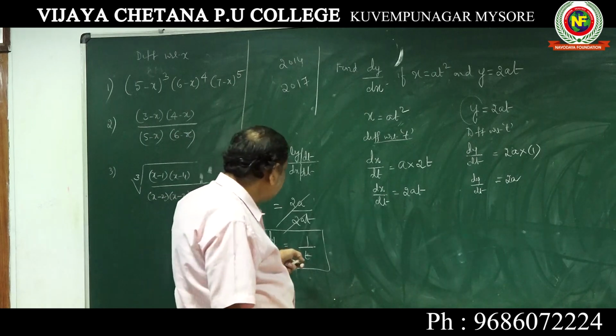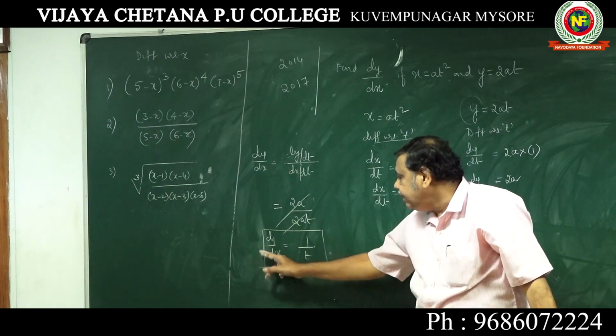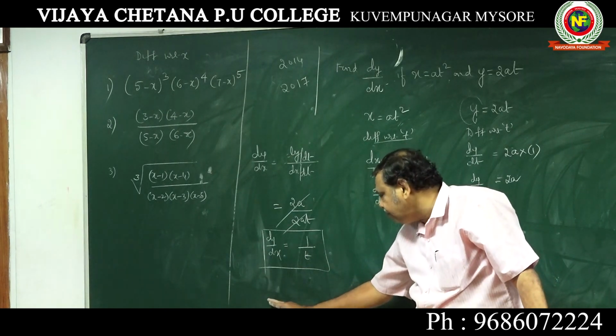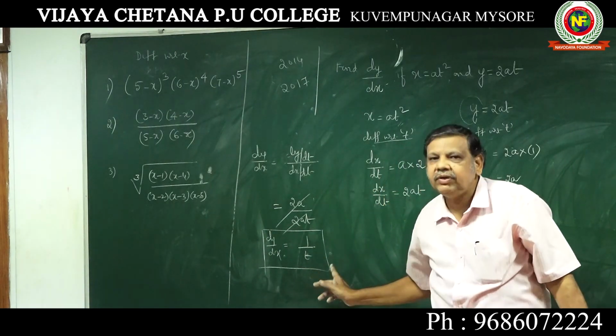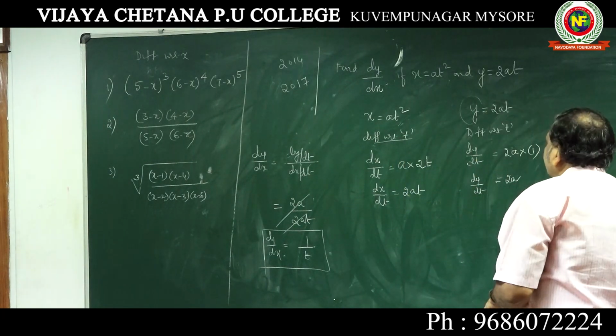Understood? Suppose they ask find dy by dx at t equal to 1, then dy by dx is 1 by 1. After differentiating, substitute back for t, 1 by 1 is the answer. Okay. Take the next problem.